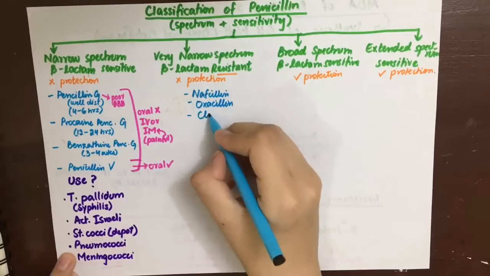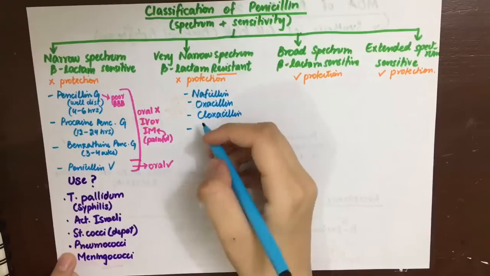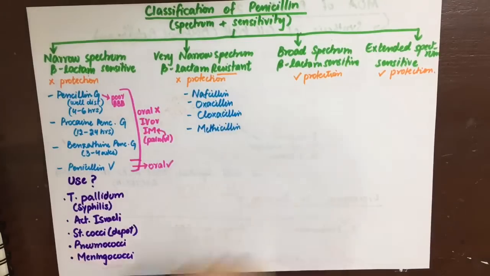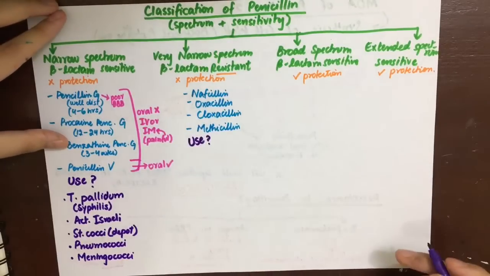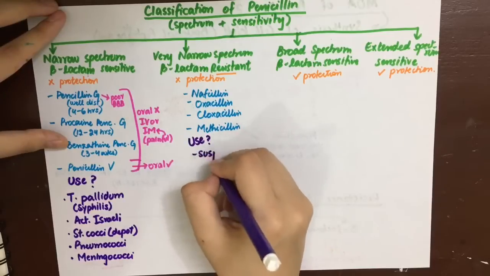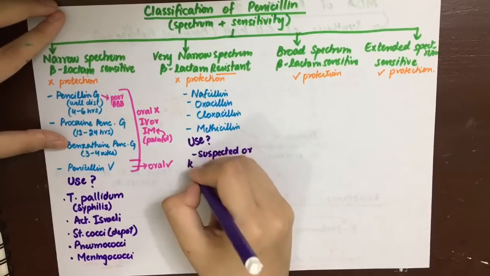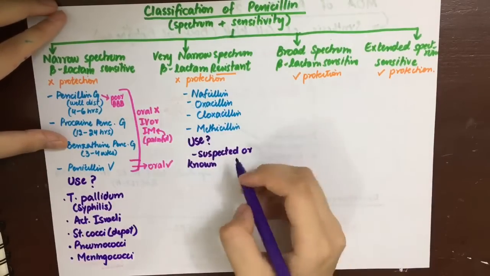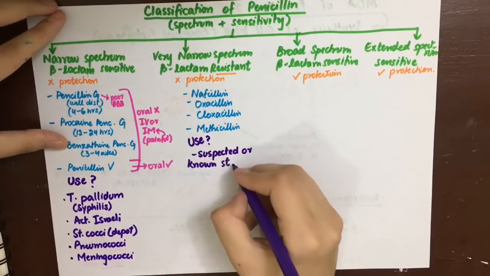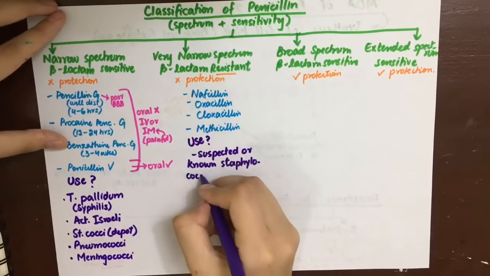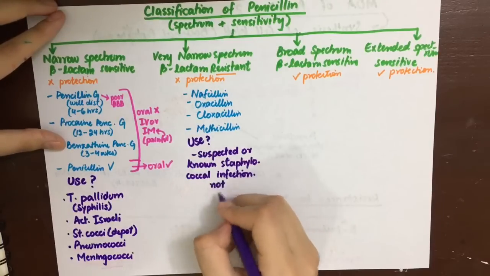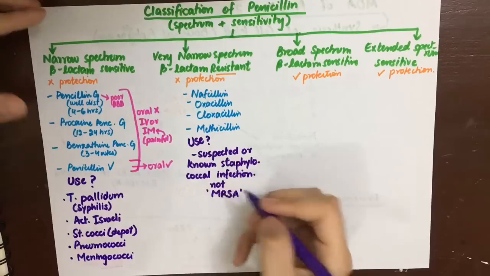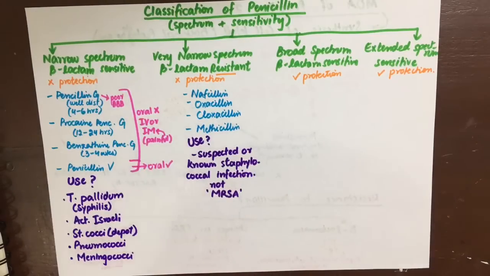The second class is the very narrow spectrum penicillins, and they include nafcillin, oxacillin, cloxacillin, and methicillin. Now, these are given when there is a known or suspected staphylococcal infection that is not methicillin resistant. Methicillin resistant Staph aureus is responsible for a variety of skin infections such as abscesses, cellulitis, and also pneumonia. Now, one might think, why do these penicillins have such a narrow spectrum of activity? Well, they pay a cost of the beta-lactamase resistance.